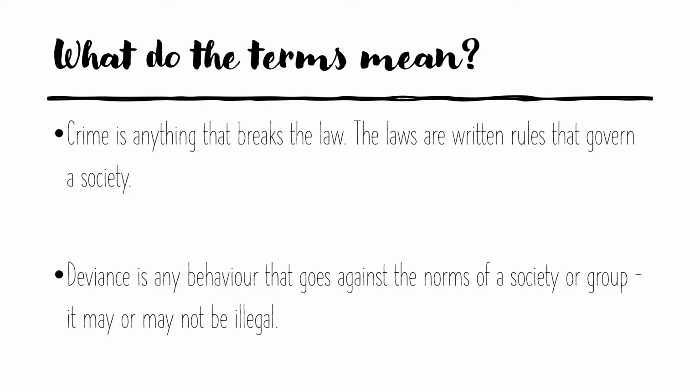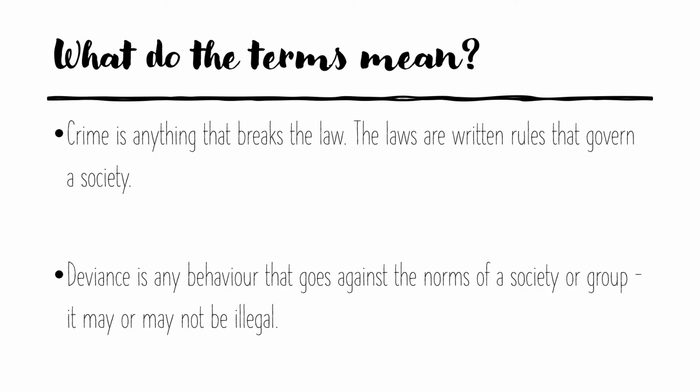So a crime is anything that breaks the law. The laws are written rules that govern a society. So if you go to study law at university, or you know of any lawyers, what they've done is they've studied the books where laws are written down, thousands and thousands of books. Every rule, every law is written down. And a crime is anything that breaks one of those rules. Crimes have punishments that are suggested for them, but essentially they are written rules that everybody should be aware of.